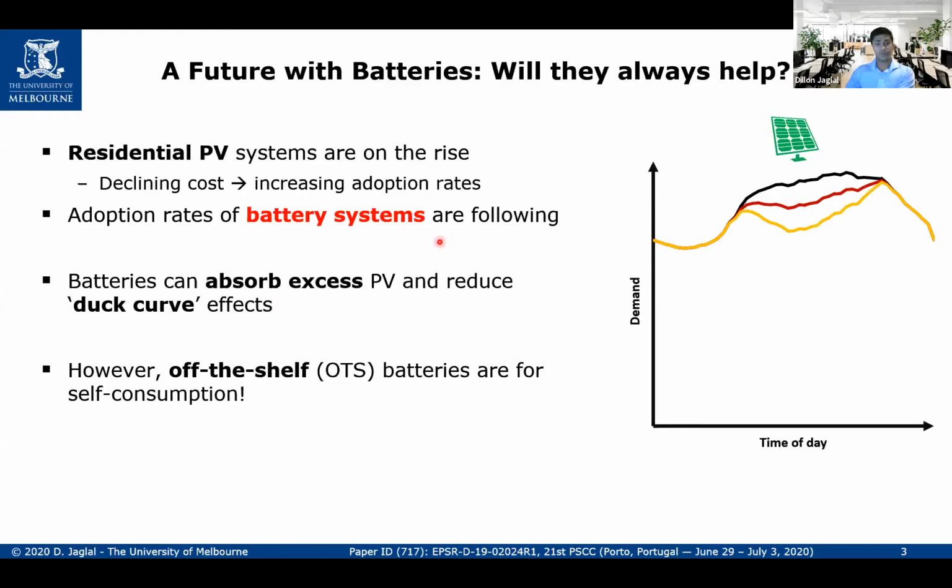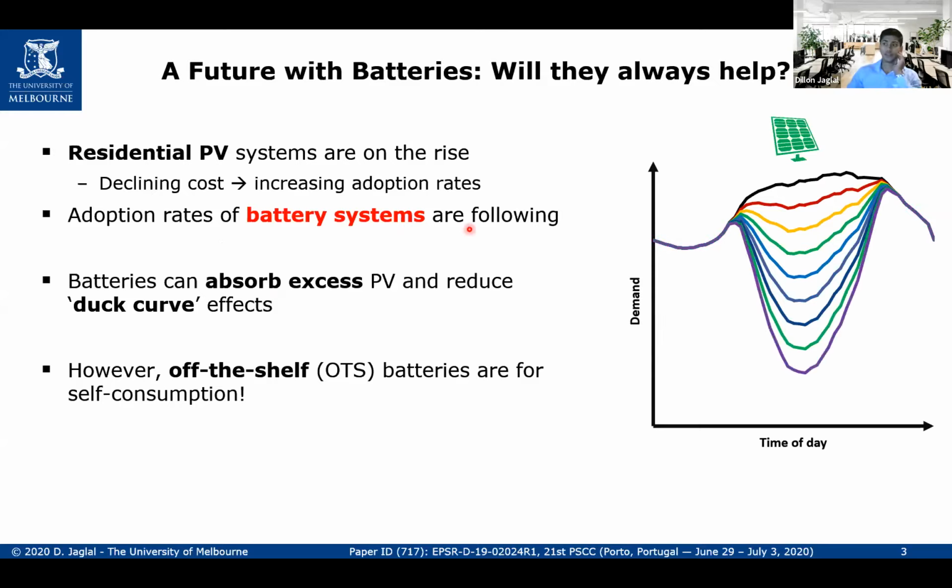So we know that residential PV systems are on the rise, and as a matter of fact, we are seeing here in Australia a large adoption at the residential level, and this is due to their declining cost and because customers want to reduce their electricity bills. And also, we're seeing that the adoption rates of batteries are also rising for the same reasons, and customers want to make more of their PV systems.